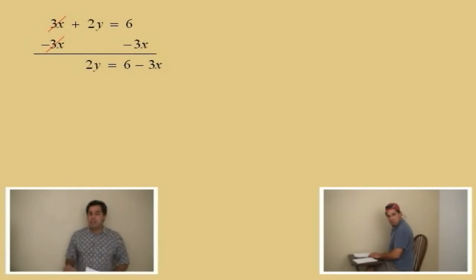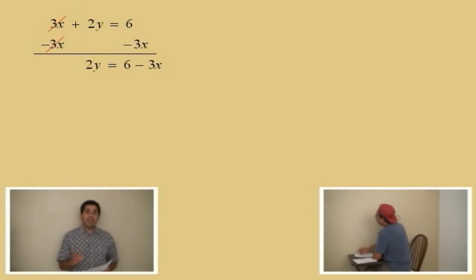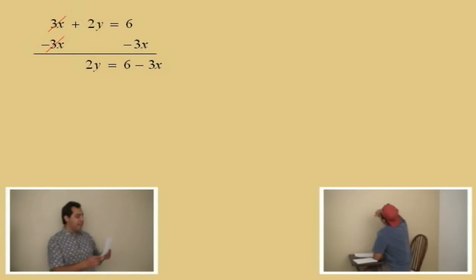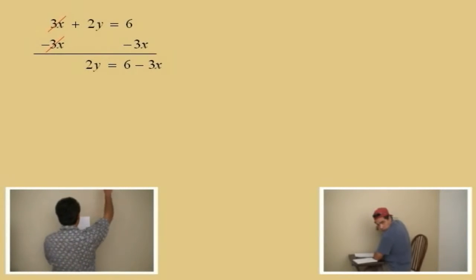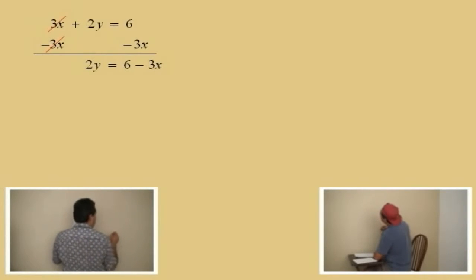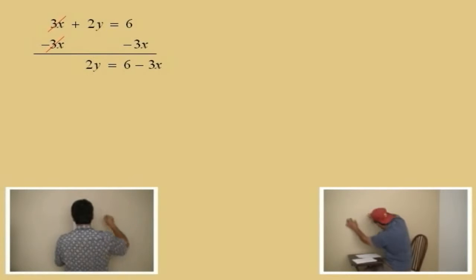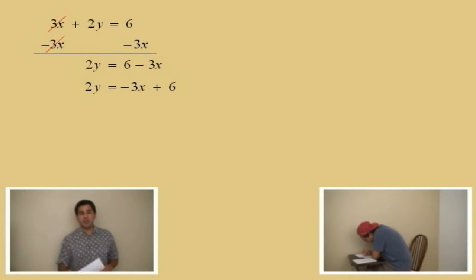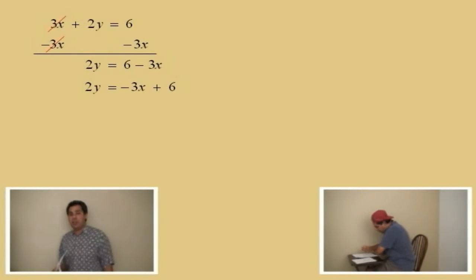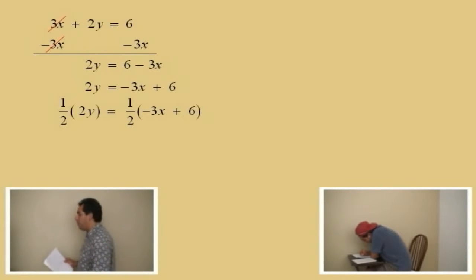Now, it is true that 2y equals 6 minus 3x, but remember, we're going for the y equals mx plus b form. So instead of writing 6 minus 3x on the right-hand side, we're going to use the commutative property for addition, and 6 minus 3x is the same as what, Charlie? -3x plus 6. Very good. Now, we got to solve for y. So what do we do, Charlie? Divide both sides by 2. We divide both sides by 2, which is the same as multiplying both sides by 1/2.